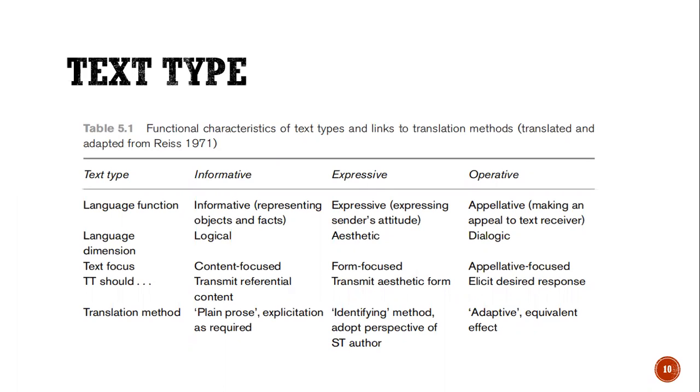So the target text will transmit aesthetic form. That means the aesthetic form that is available in the source text, it also will try to transmit that in the target text. The literary features. Okay. And the target text should elicit the desired response.